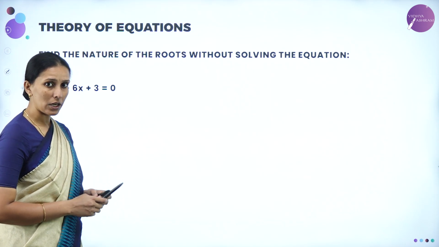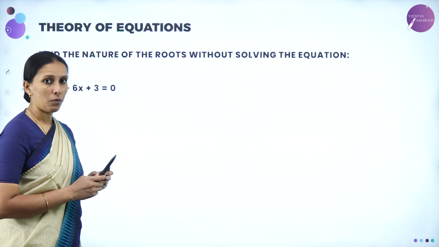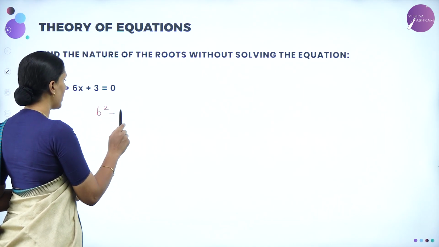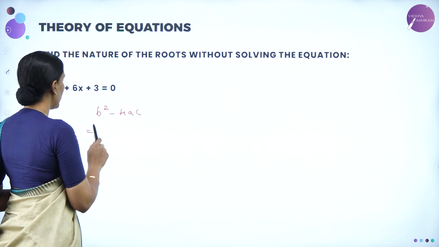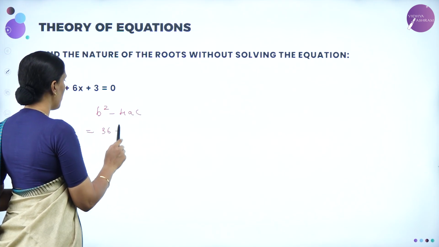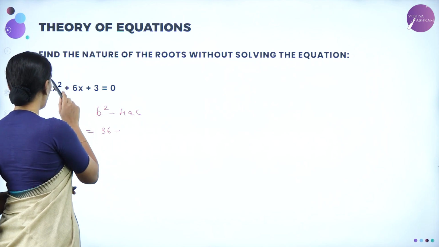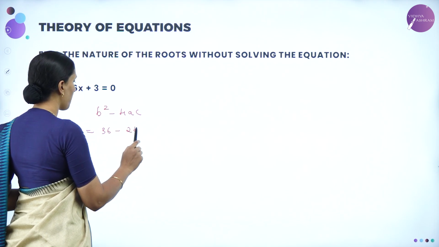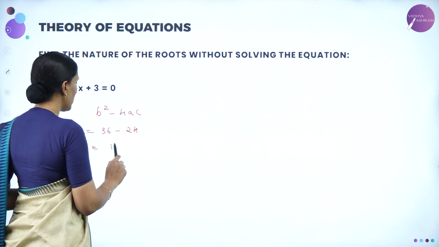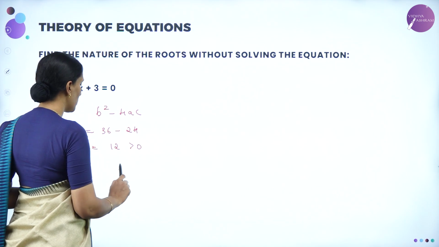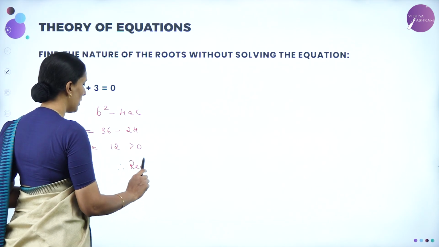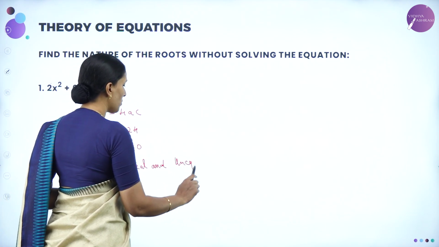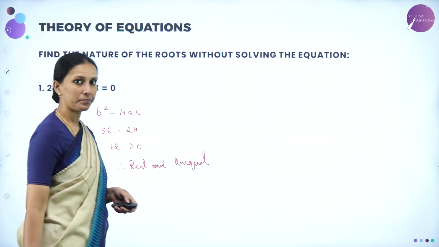Find the nature of roots without solving the equation. So without finding the solutions, we are supposed to tell what the nature of the roots is. Now here we need the value of b square minus 4ac. So b square is 36, minus 4ac, 4 into 2 into 3. So 4 2s are 8, 8 3s are 24. So we have here 12, which is greater than 0. So therefore, they are real and unequal. We also call it distinct.